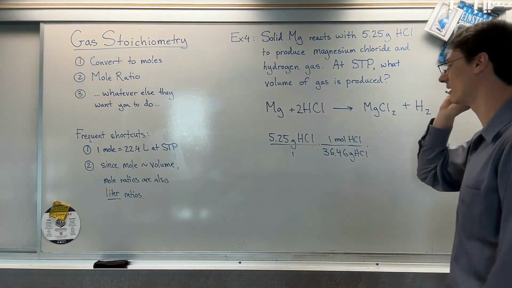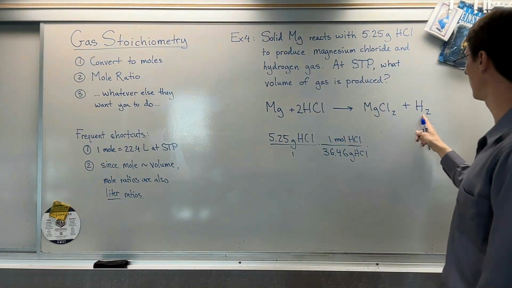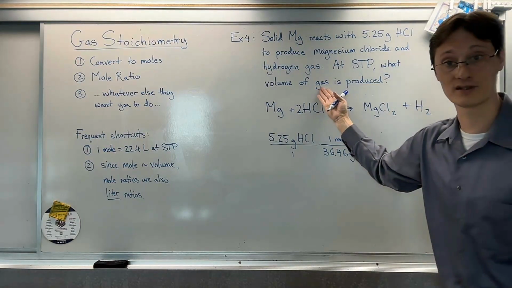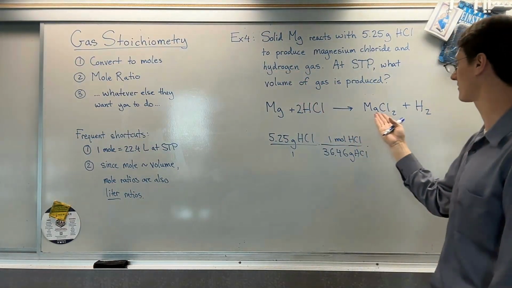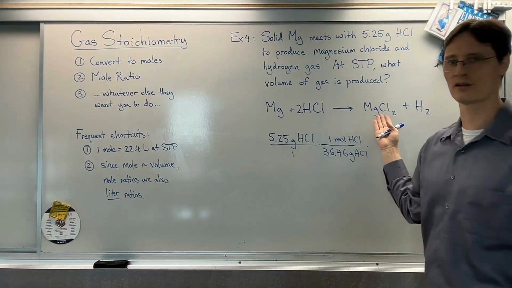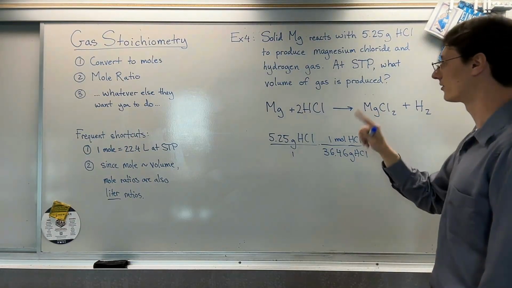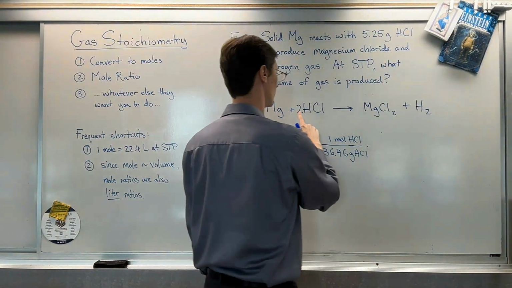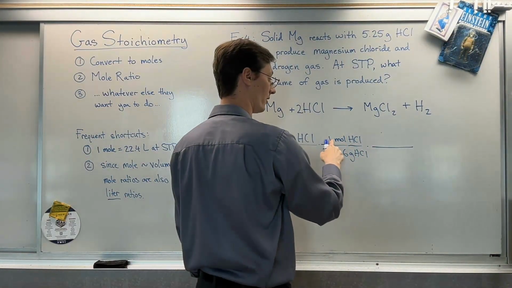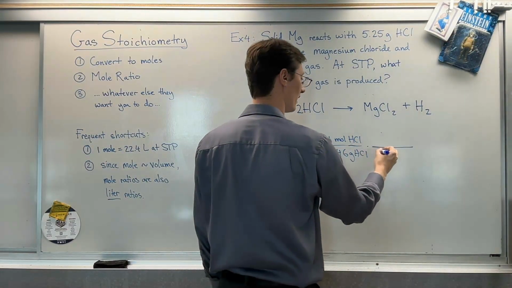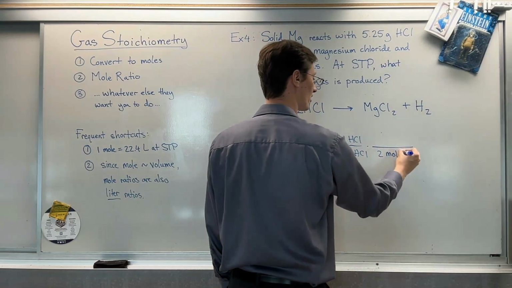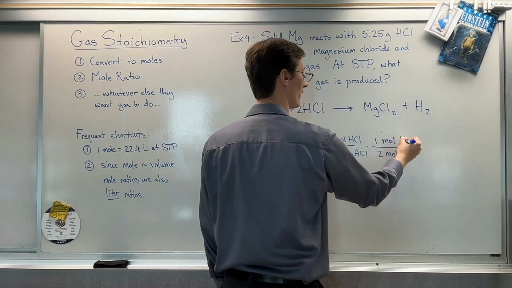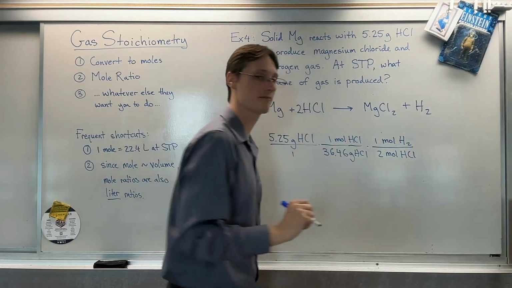Step 2, mole ratio. The mole ratio of hydrochloric acid to hydrogen gas, which is the thing that they are asking about. The only gas produced in this reaction is the hydrogen gas. The other product would be aqueous or solid. The mole ratio of hydrochloric acid to hydrogen is 2:1. Based on the moles of HCl being up here, I need 2 moles HCl down there for every 1 mole of H2 that's produced.